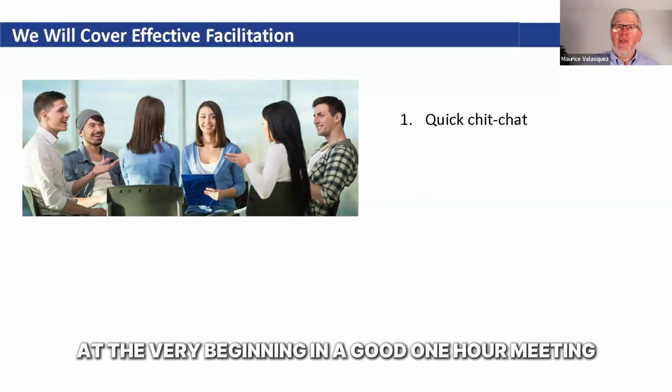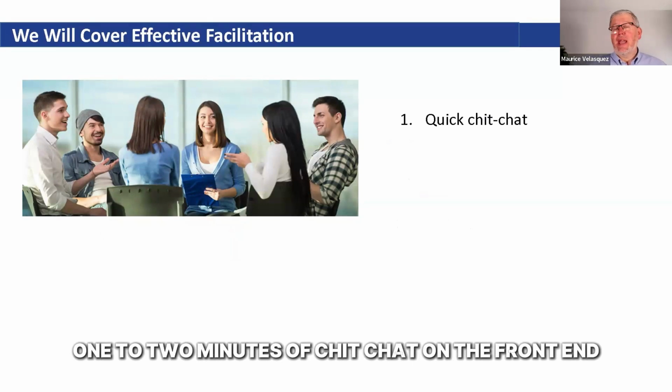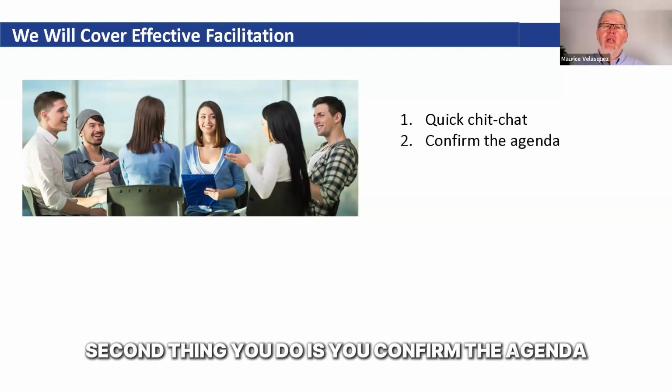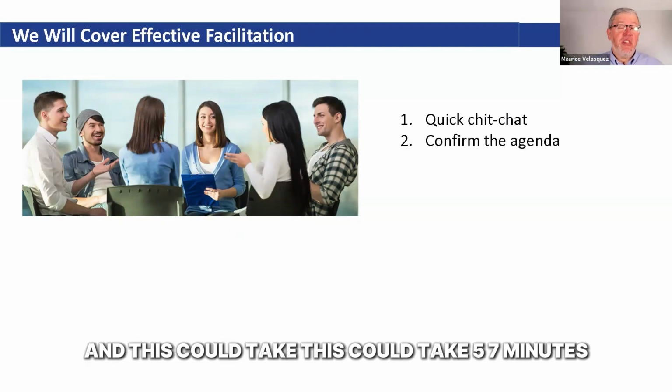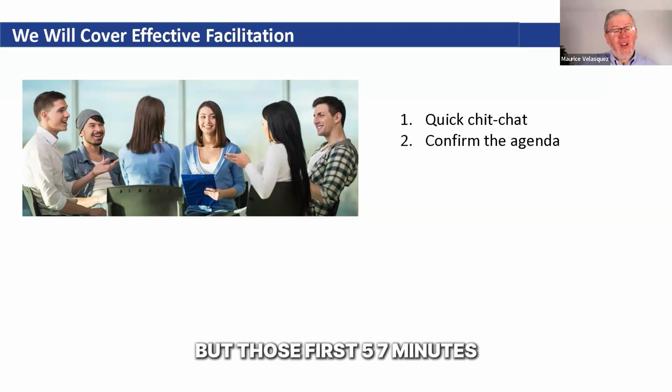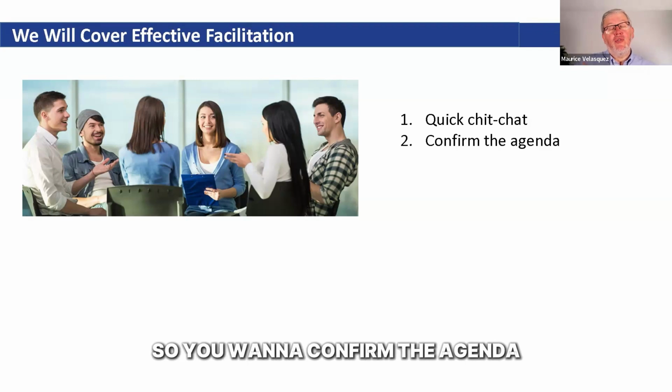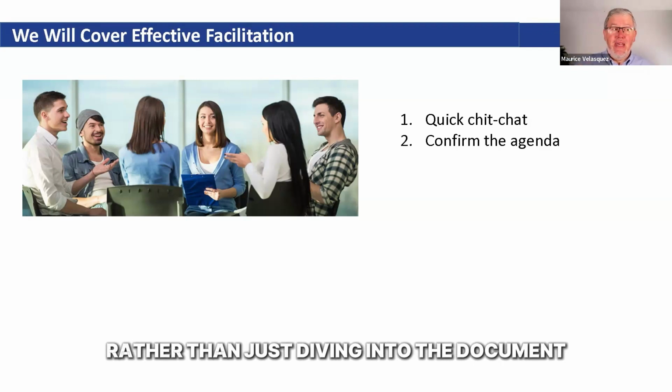First thing to do is to always create a little bit of chit chat at the very beginning. In a good 1 hour meeting, 1 to 2 minutes of chit chat on the front end, 1 to 2 minutes of chit chat on the back end is very healthy. Second thing you do is you confirm the agenda. And this could take 5-7 minutes, but those first 5-7 minutes clarify what the next 50 minutes are going to be like. So you want to confirm the agenda rather than just diving into the document.